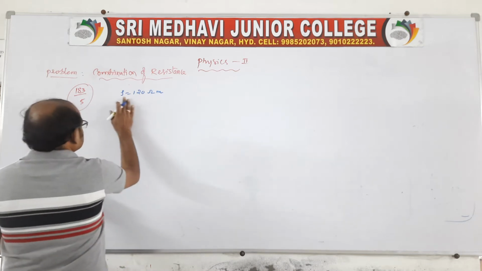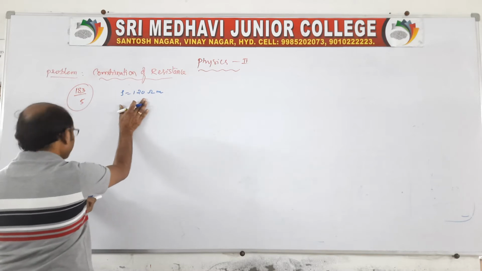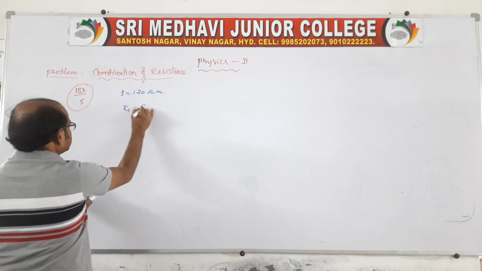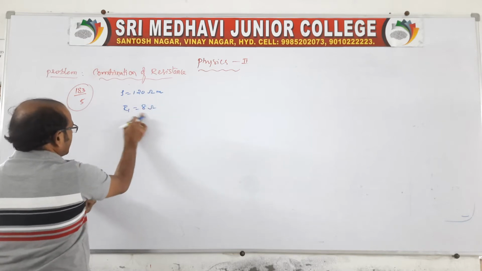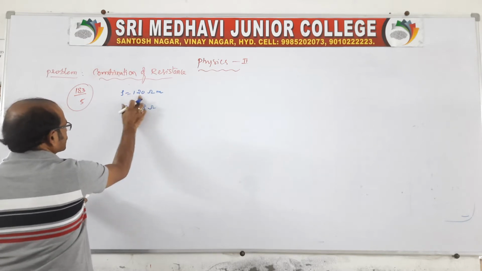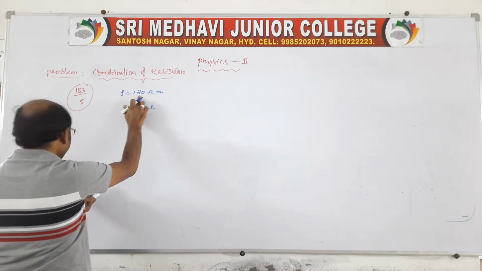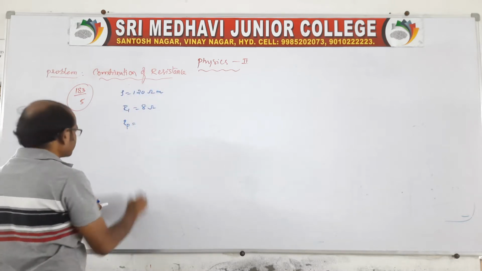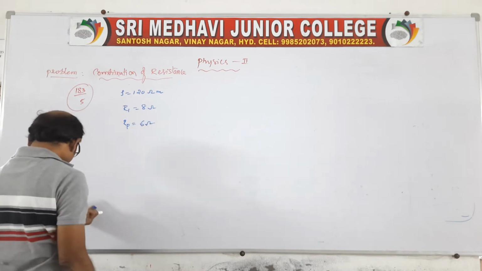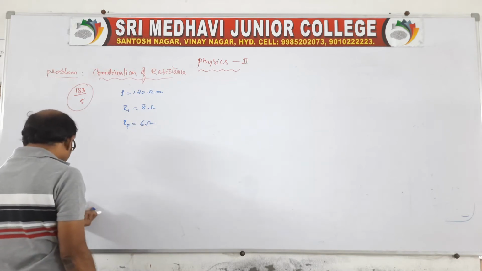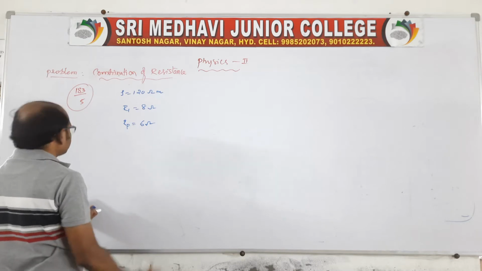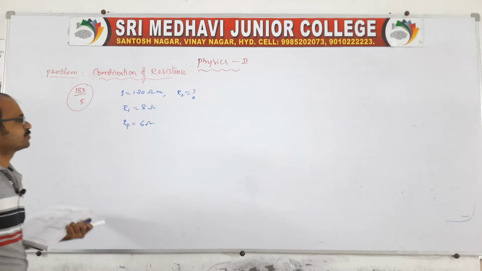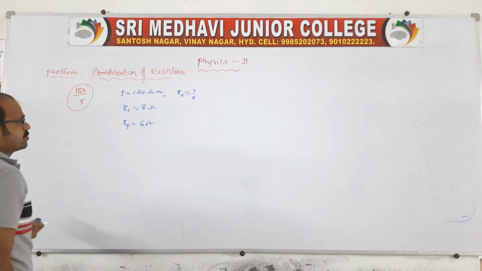Here, the resistivity of the wire is given, and another resistance is given as 8 ohm. This resistance is connected to the wire, and for this combination the effective resistance will be 6 ohm. Now it is asking what should be joined in parallel, so R2 is asked directly. These two are connected in parallel.